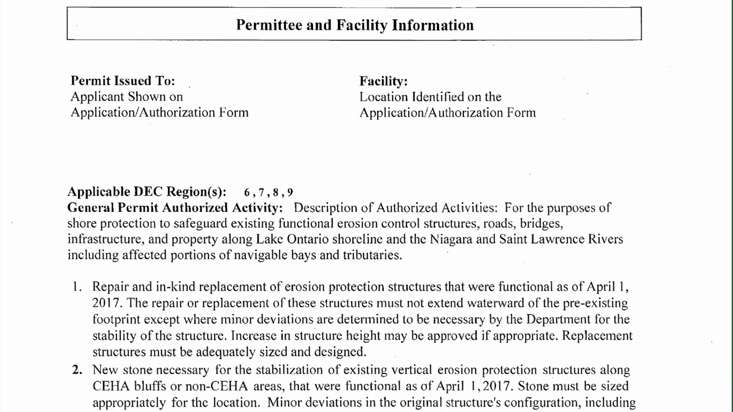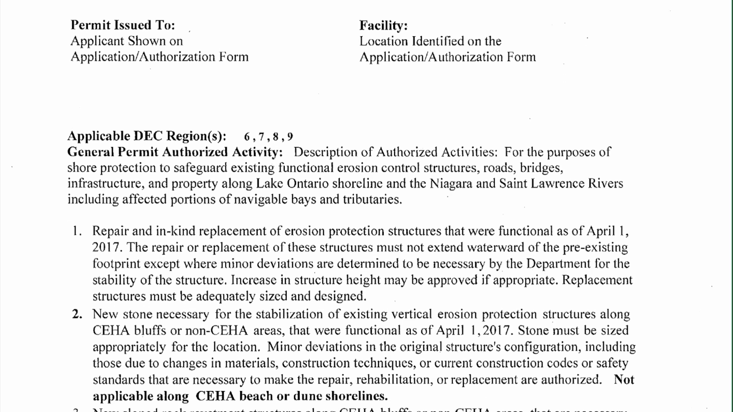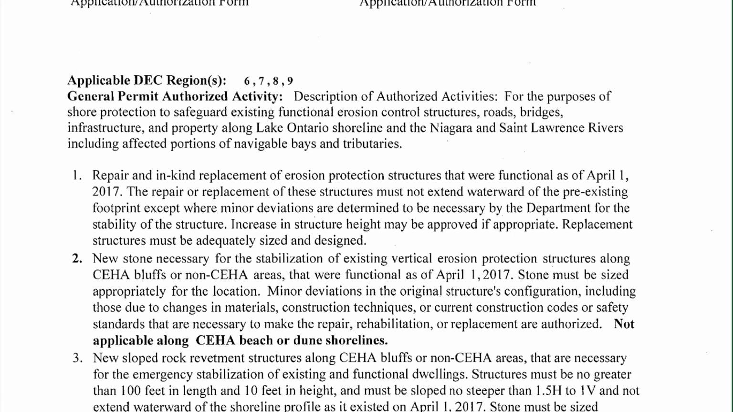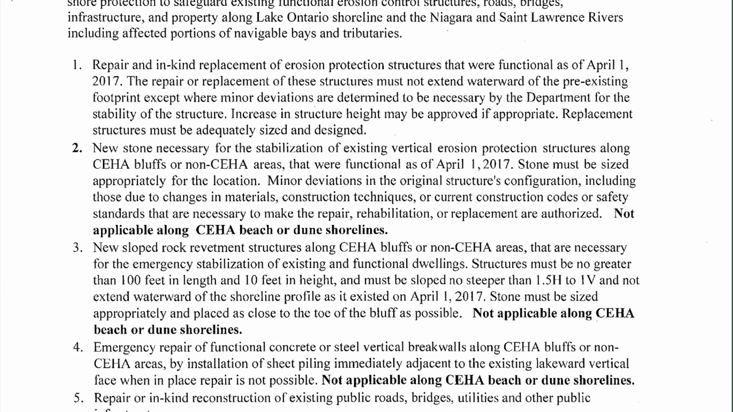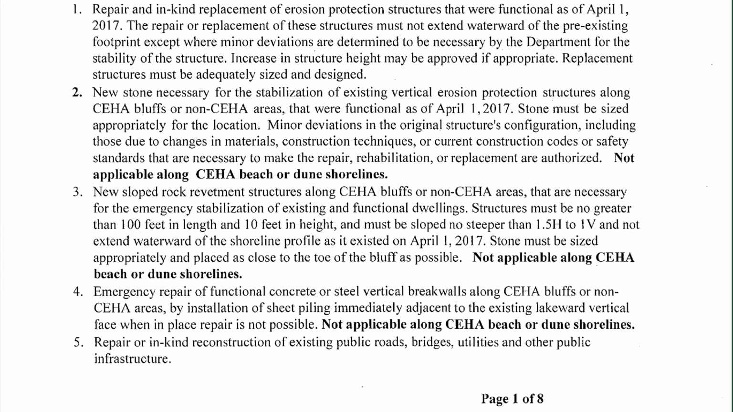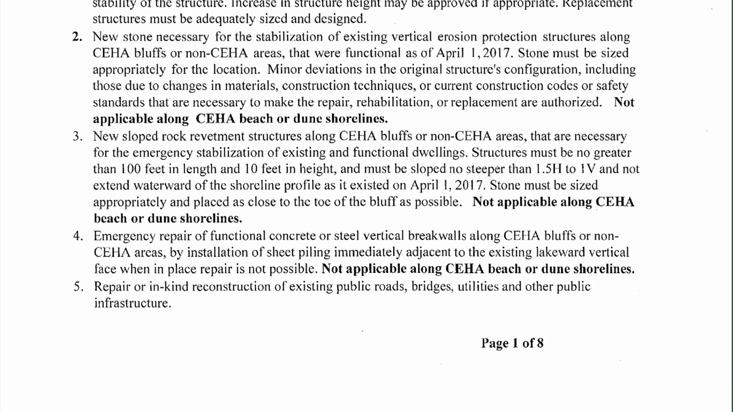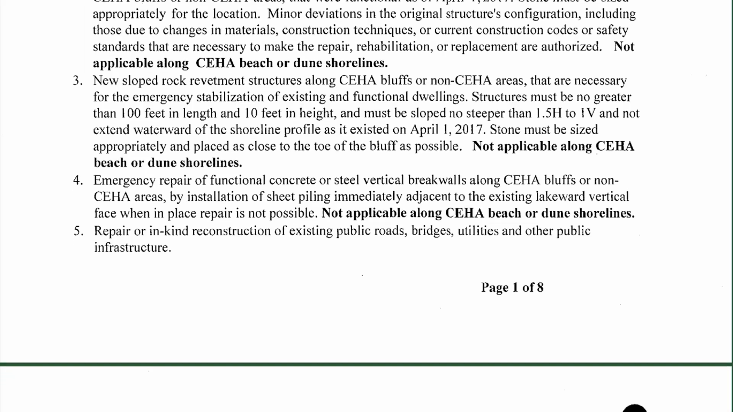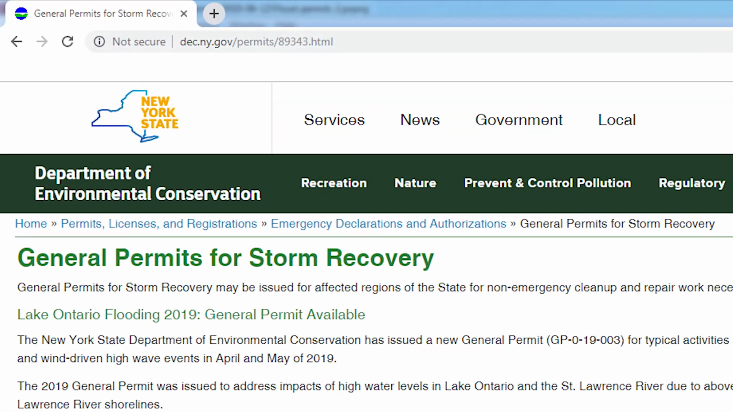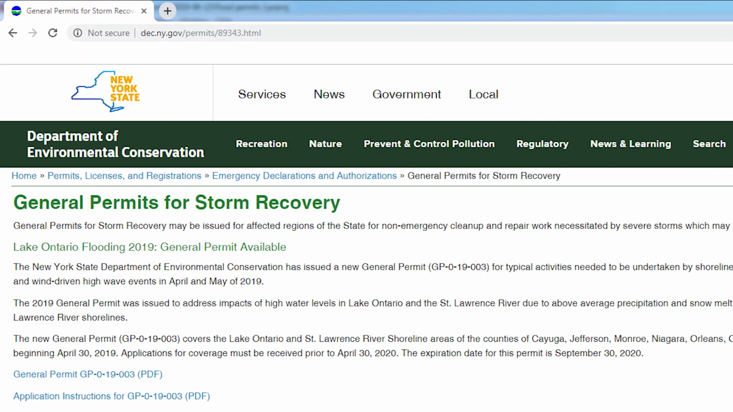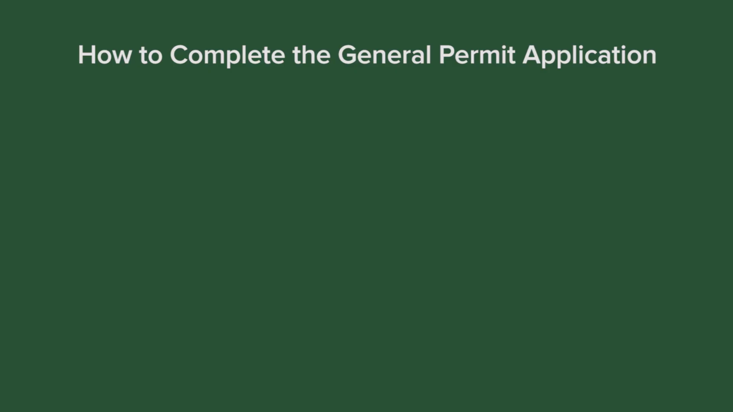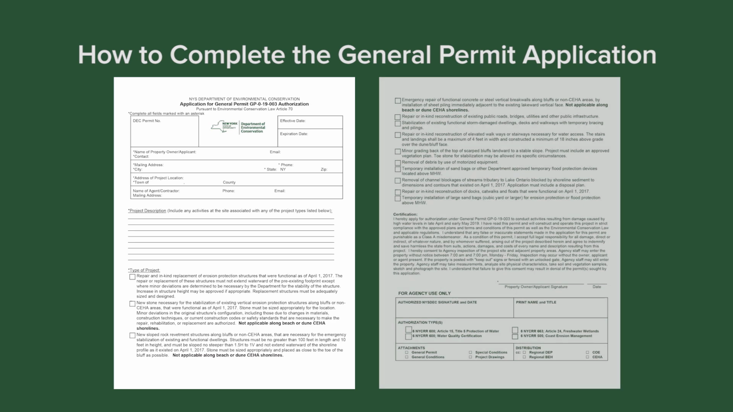As related to New York environmental regulations, a general permit is a written authorization for an activity or action that has been determined to have limited impact on the environment. The activity is permitted as long as the activity is carried out as described. You can download and print a general permit and application instructions from DEC's website. This video describes how to complete the general permit application.